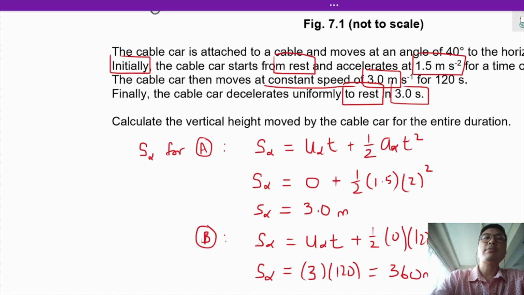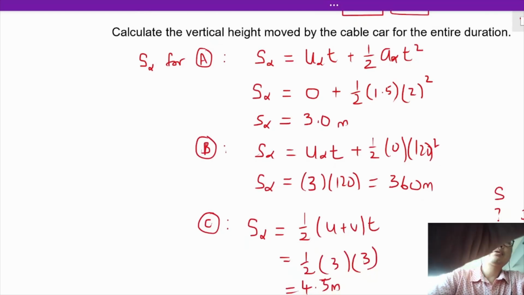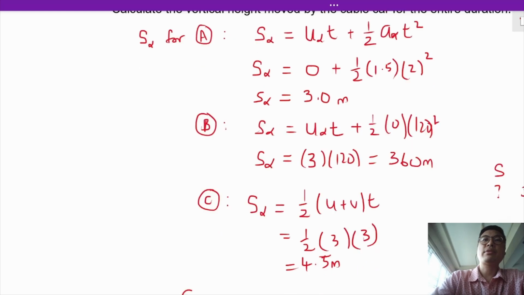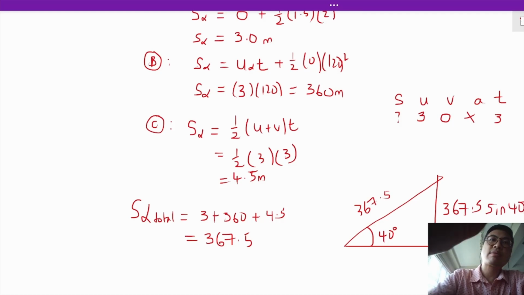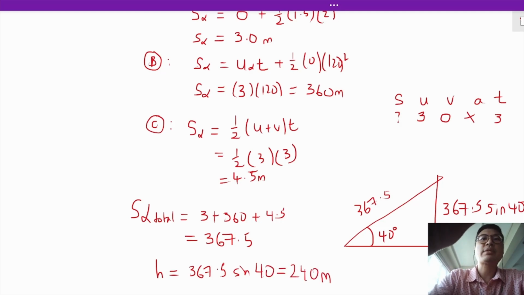So the total distance traveled along the cable will be 3 plus 360 plus 4.5, and that is going to give us 367.5 meters. Now what about vertical height traveled? The distance along the cable is 367.5, and the cable is at an angle of 40 degrees. So we use 367.5 sine 40 degrees. The height traveled will be 367.5 sine 40, and that will give us 240 meters. So that's question 7.